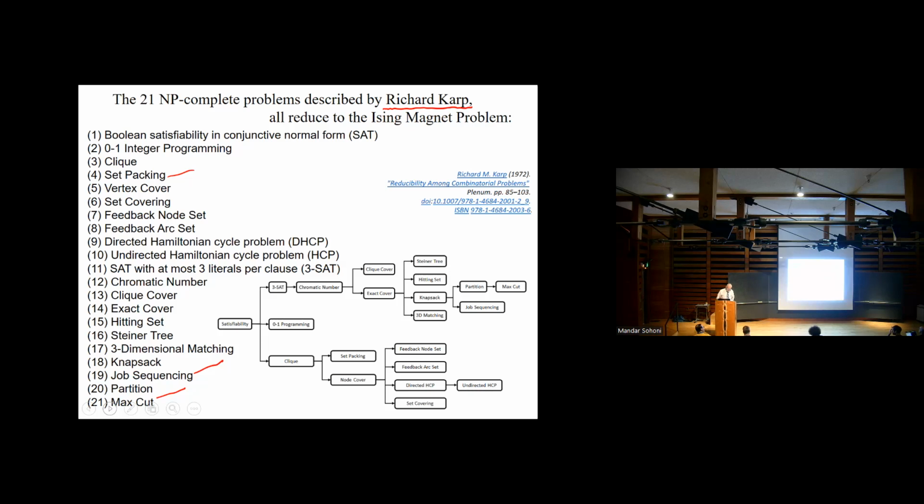Now, that was 50 years ago. Now there are maybe 10,000 very hard problems in computer science that you could solve if you could solve the Ising problem with the magnets.